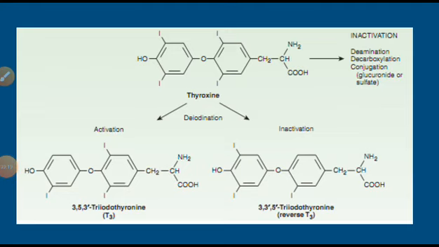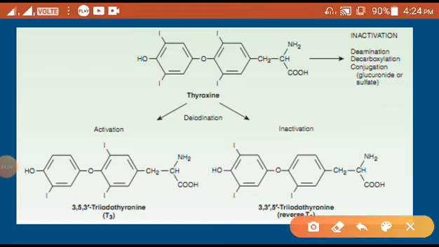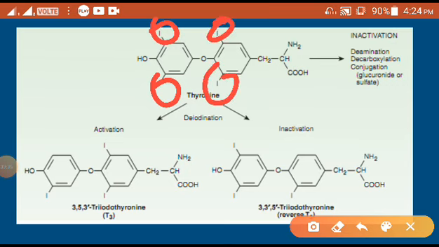Here you can see the structure of thyroxine, and this thyroxine can get inactivated if it is deaminated. It is thyroxine, meaning tetraiodothyronine. Tetra means 4. Here you have 1, 2, 3 and 4 iodines, so because of 4 iodines it is called tetraiodothyronine, right? When you remove the iodine from this, 1 iodine, 2 iodines, this process is called deiodination. So because of the deiodination, it changes into different forms.